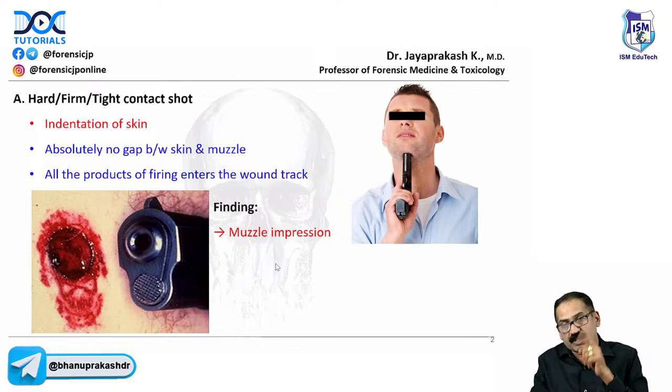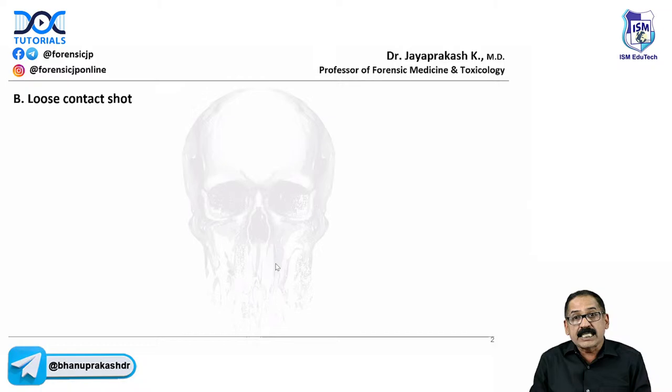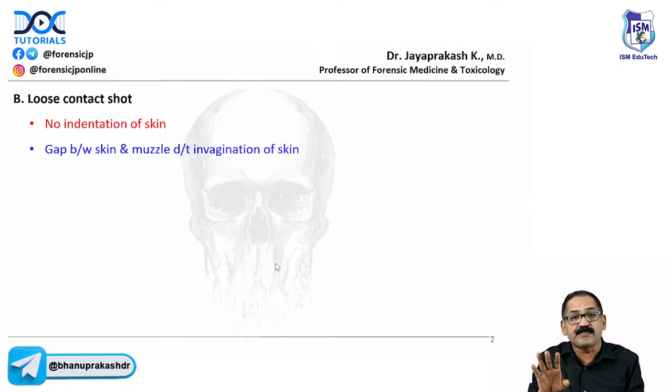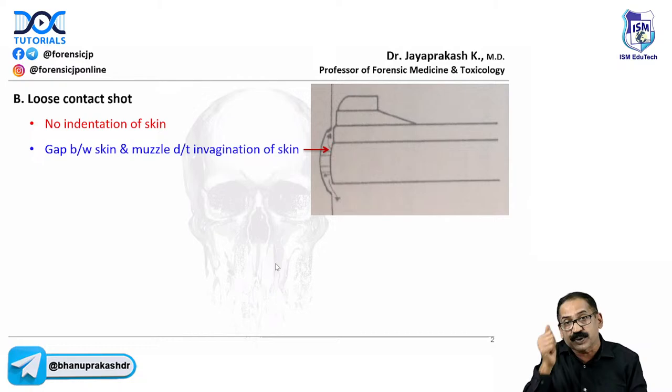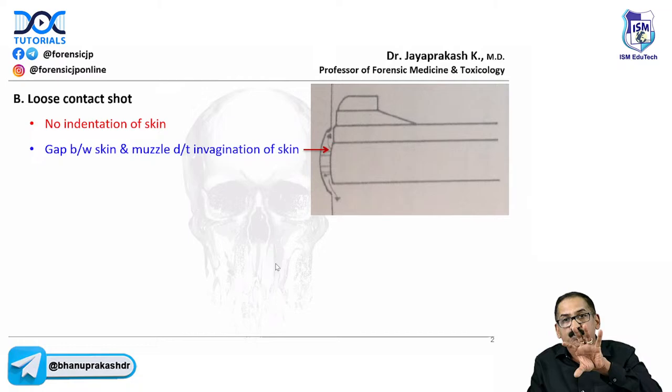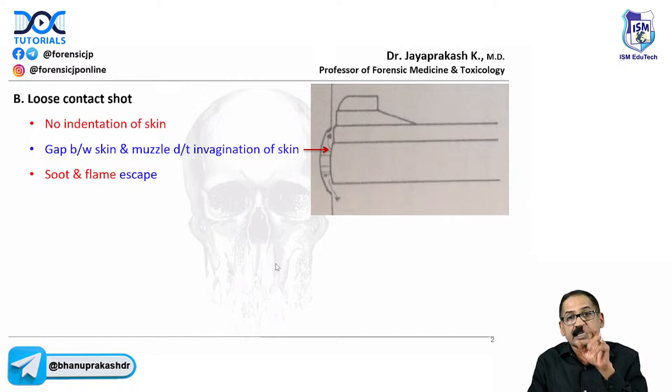Number two, loose contact. Loose contact means there is no indentation. Muzzle is touching the skin. But once the bullet is fired, when the bullet causes invagination of the skin, there will be a gap between the muzzle and the skin. Through the gap, as I showed in the arrow, the smoke, even the flame may escape, which causes deposition of smoke and soot around the wound of entry, at the same time burning of the skin and singeing of the hair.